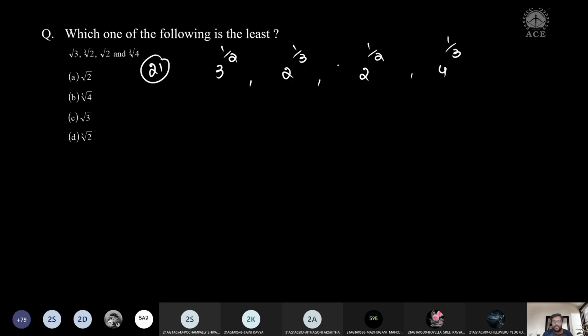Blindly, compared to 2 power 1 by 2, 2 power 1 by 3 is the least. So 2 power 1 by 2 discussion is a waste of time as 2 power 1 by 3 is already there. This is the smallest. Now among 2 power 1 by 3 and 4 power 1 by 3, 2 power 1 by 3 is smallest. 4 power 1 by 3 is not the smallest. Now we have only two things on screen: 3 power 1 by 2, 2 power 1 by 3.